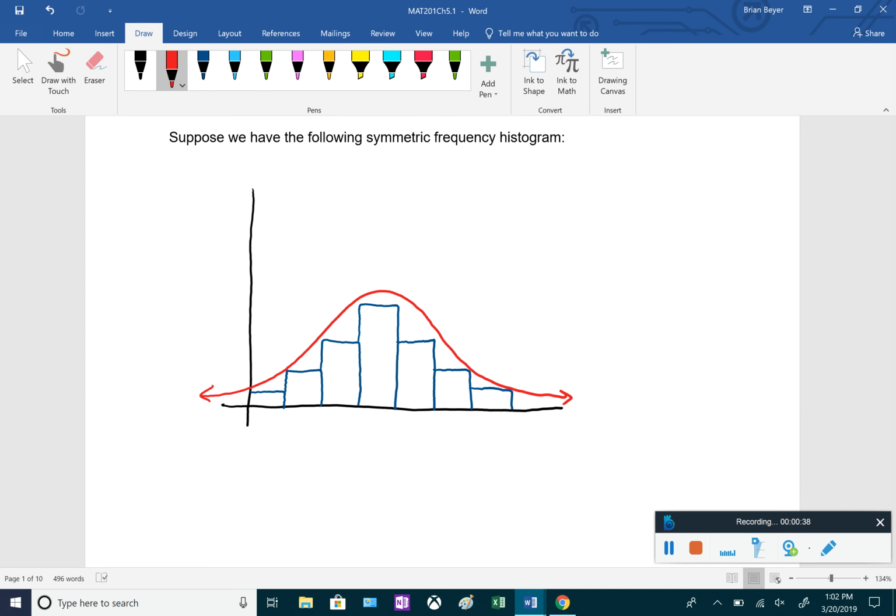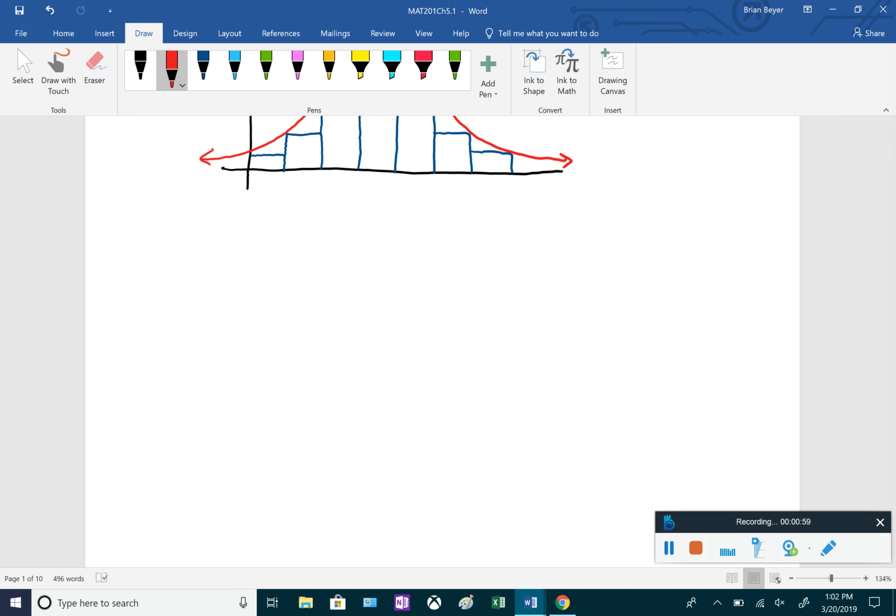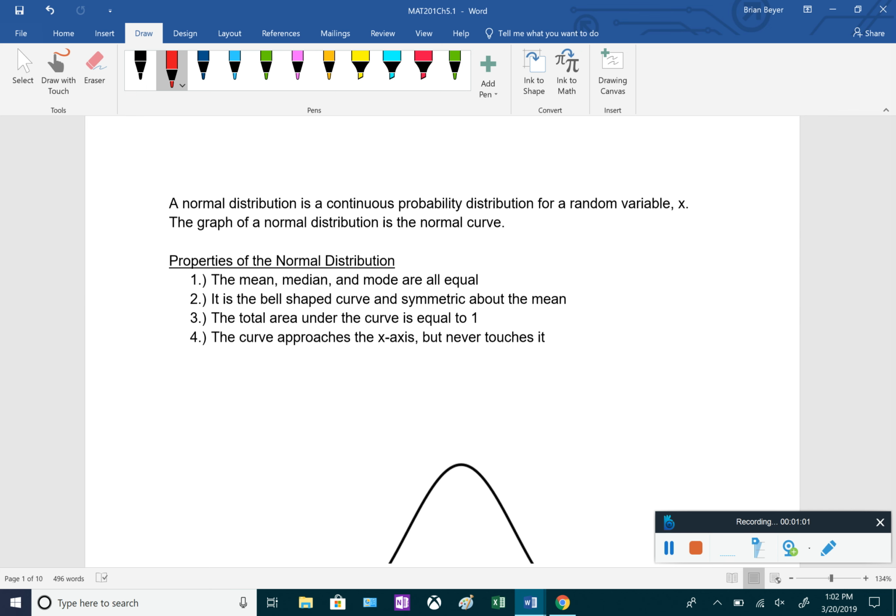This continuous curve would be the normal curve. The normal curve is a continuous curve, and it can be used to help us approximate certain percentages, and we'll see in a second, probabilities for discrete distributions. So let's get into the definition for this.